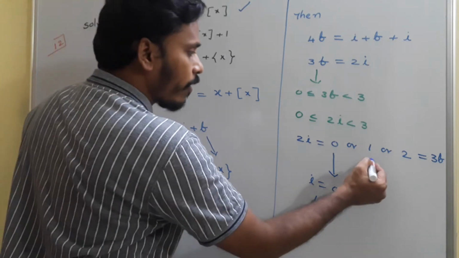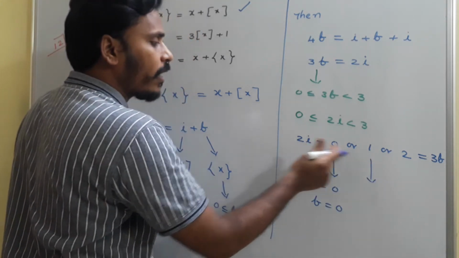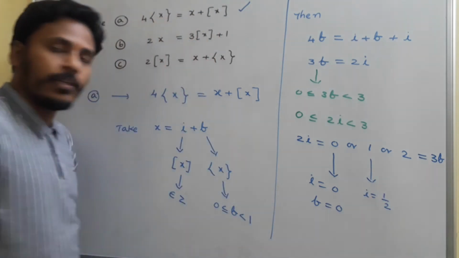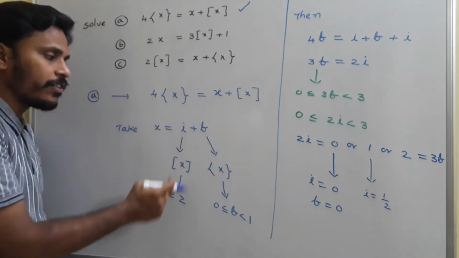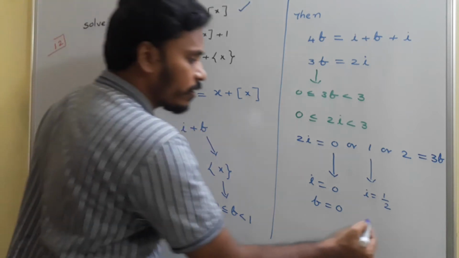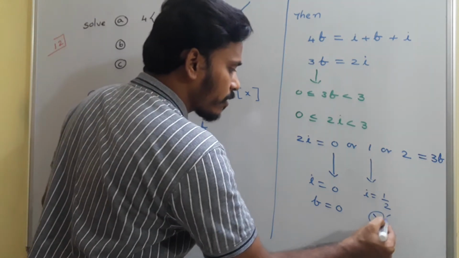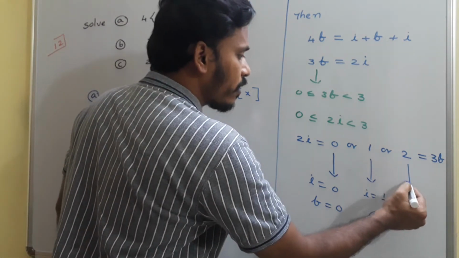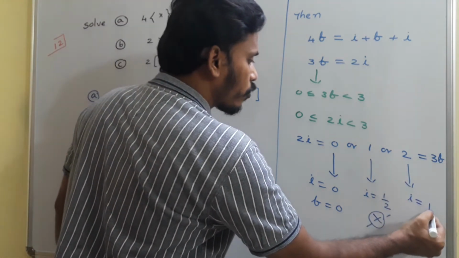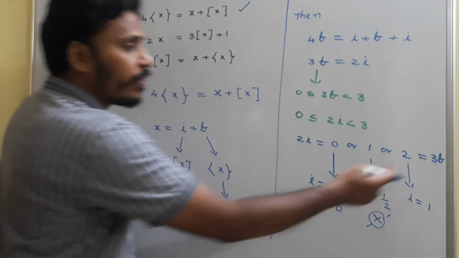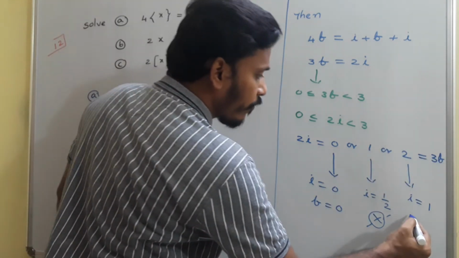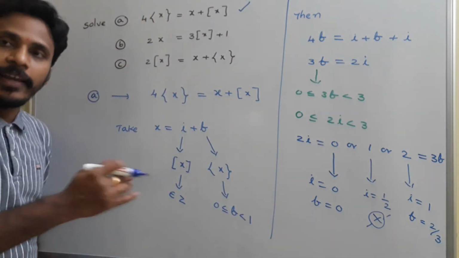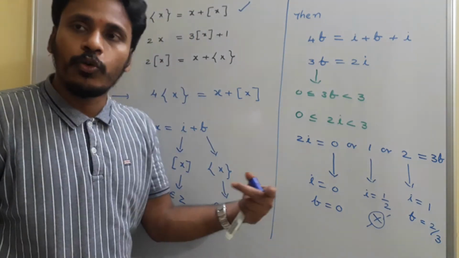And then for 2i equals 1, that means i equals 1 by 2. But i is an integer, and 1 by 2 is not an integer, so we need to neglect this case. Whereas coming to the third one, when 2i equals 2, i equals 1. When 3f equals 2, f equals 2 by 3. So I have i and f in two cases, and one case we need to neglect.